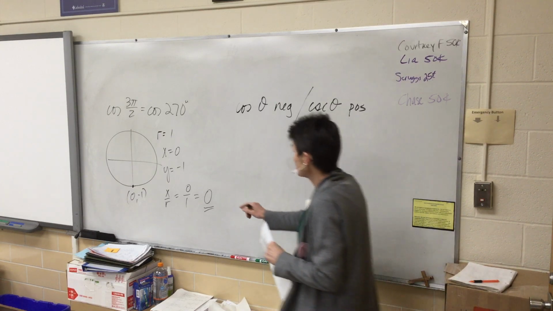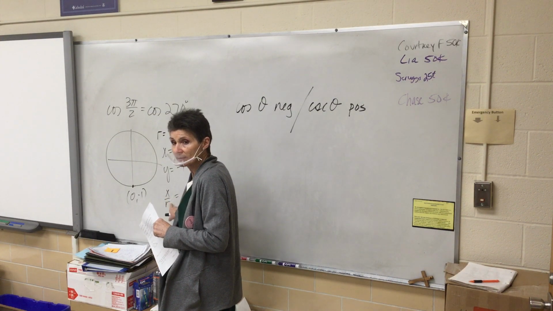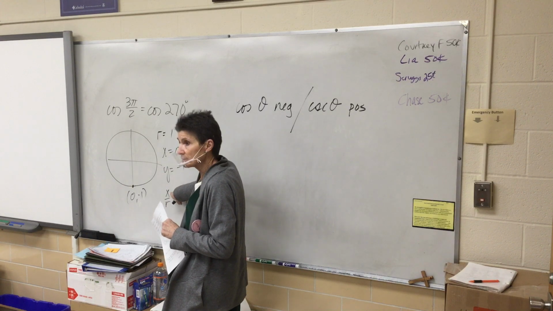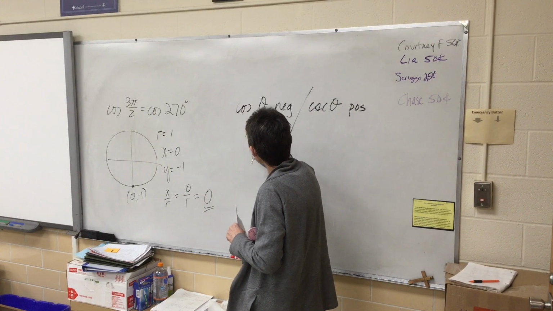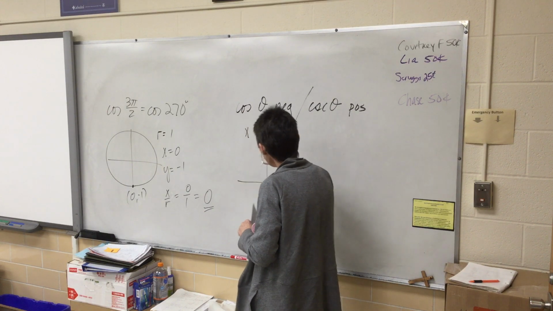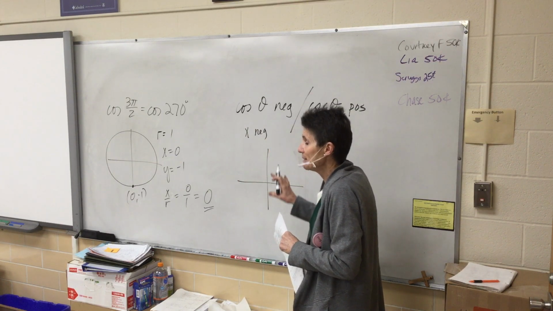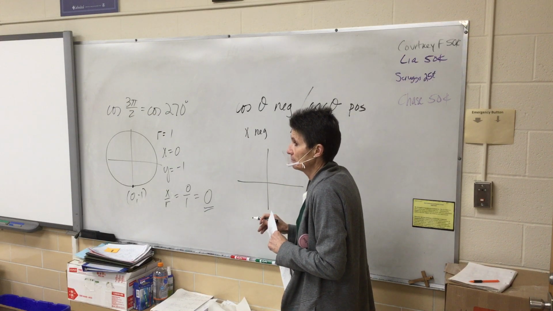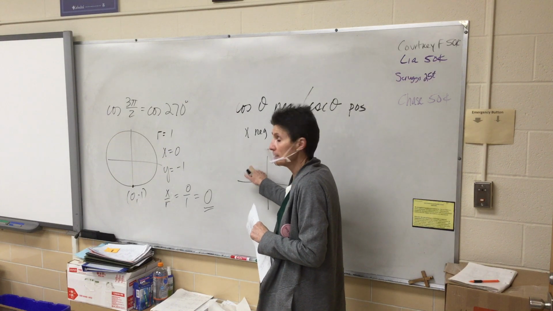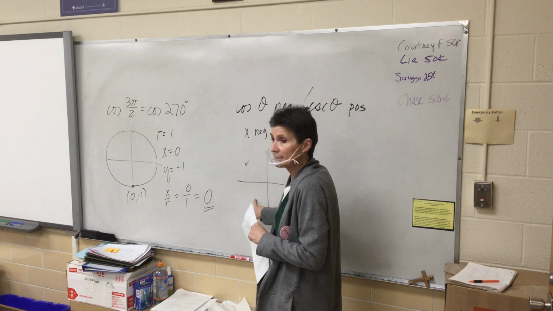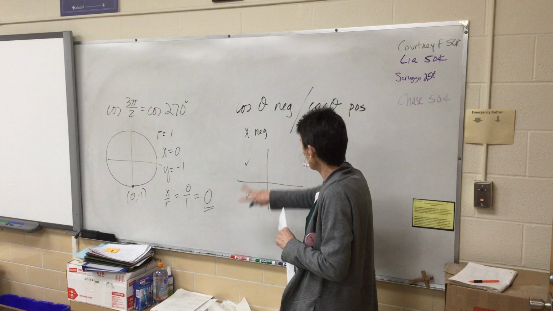cosine is associated with which letter? We just talked about it. Cosine is associated with x. So when you tell me cosine is negative, you're telling me x is negative. So where on the coordinate plane would the x be negative? Here? No, not here. How about here? Is x negative over here? Yep. I'll put a check mark. Is x negative here? Yep. Put a check mark. How about here? Nope. Okay. So far, I've got it narrowed down.